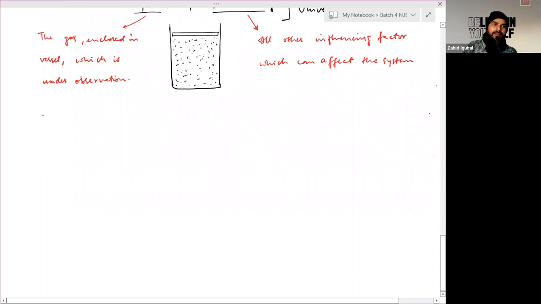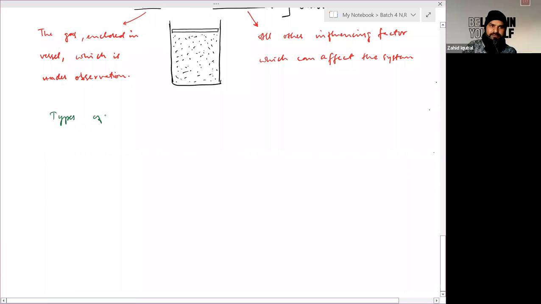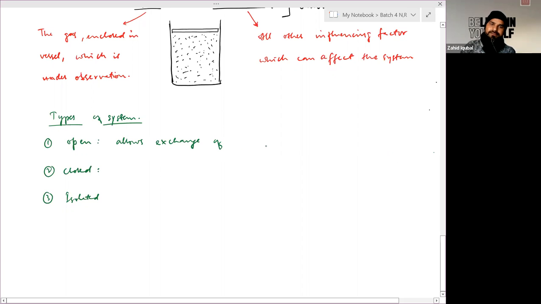Now, on the basis of interaction of system with its surrounding, we may divide this system into three different parts. So next is types of system. First is open system. Second is closed system. And third is isolated system. So open system, a system which may allow exchange of both heat, meaning energy, as well as matter. A system which allows exchange of energy and matter, both between system and surrounding, will be termed as open system.